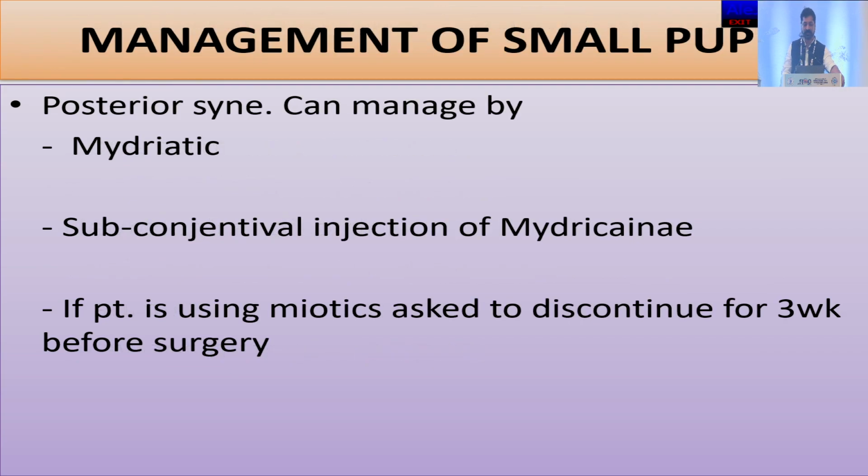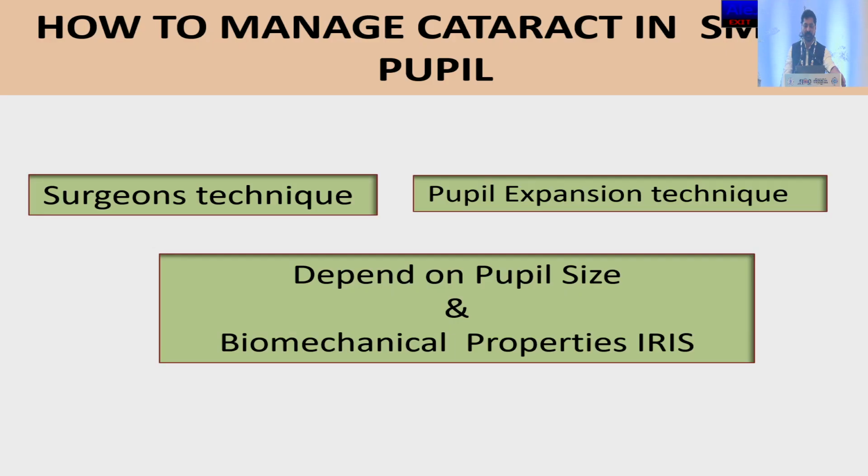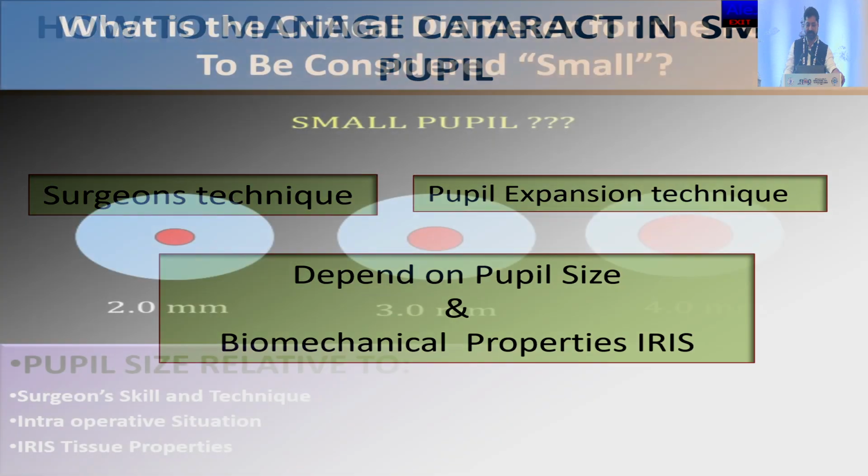How to manage the small pupil? The posterior synechiae can be managed with mydriatics, as Dr. Manish had told so many things about that. Subconjunctival injection of Mydricaine. If the patient is using miotics, ask to discontinue for 3 weeks before surgery. How to manage cataract in small pupil? Surgeon techniques and pupil expansion technique depend on pupil size and biomechanical properties of the iris.